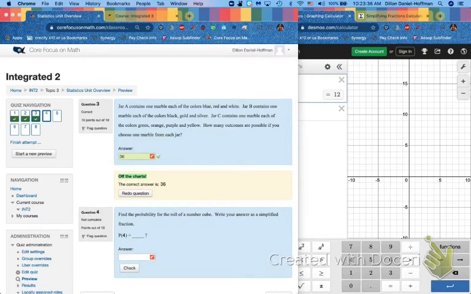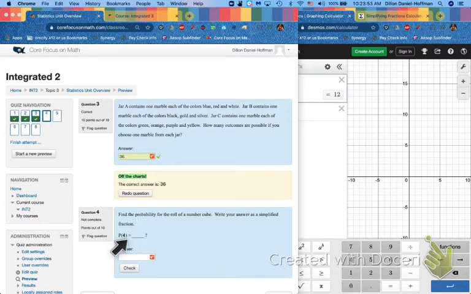All right, number 4. Find the probability for the roll of a number cube. Reminder that a number cube is a fancy math word for a regular 6-sided die, like you use in Yahtzee. Write your answer as a simplified fraction. P4, another reminder, that means probability of rolling a 4.